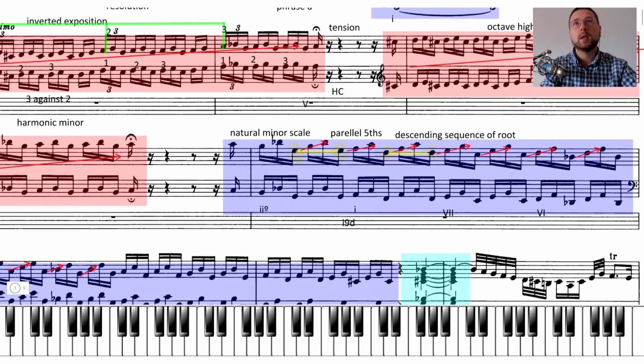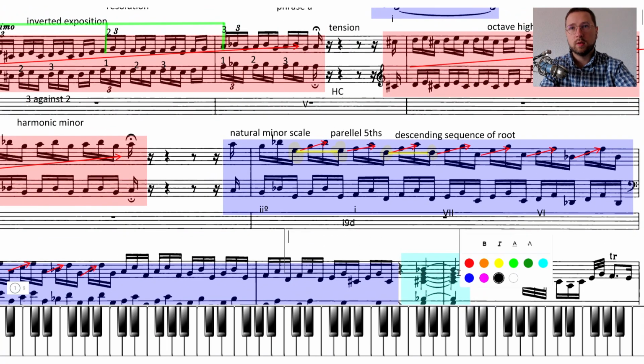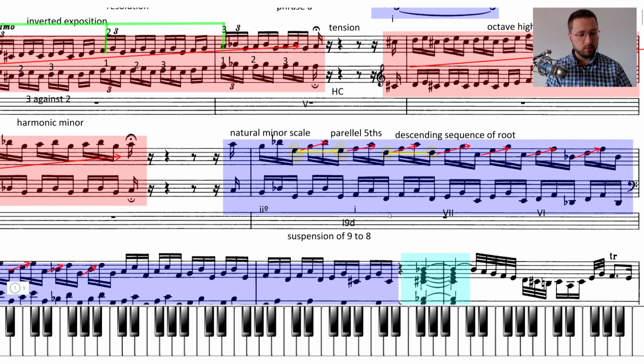And I would really like to highlight those suspensions that we're seeing. Suspension of 9 to octave. That's what we happen to have there. So it's the ninth that goes to the octave.